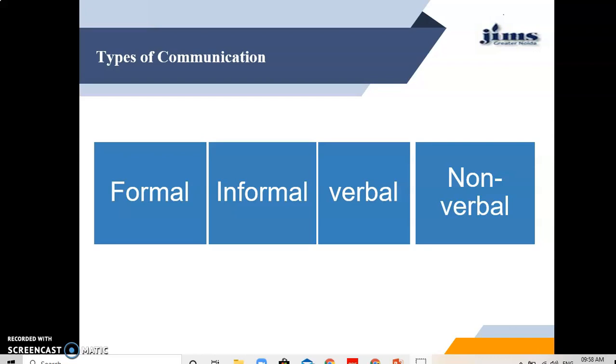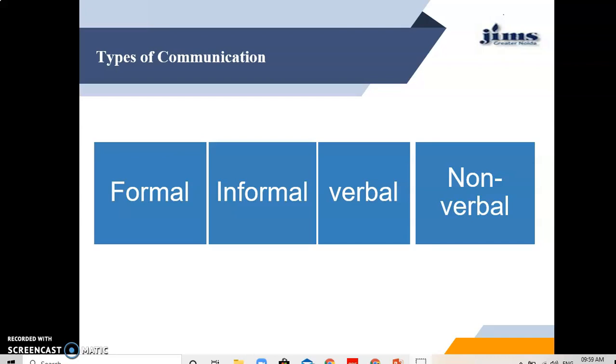Next is verbal communication. Verbal communication is the communication which is done orally or verbally between two or more than two persons. Non-verbal communication is the communication where the verbal communication does not take place. It may be in the form of written communication. It may be in the form of sign language.